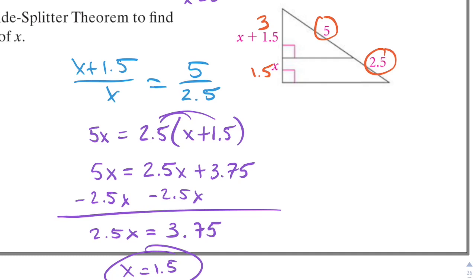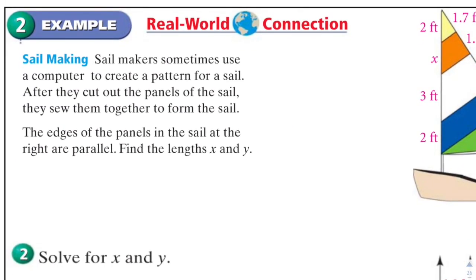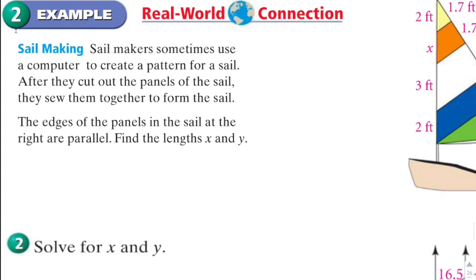Good. The real world example. Making a sail. Sail makers sometimes use a computer to create a pattern for a sail. Some of you live in Jamestown and North Kingstown, so we live on the water, and we tend to see a lot of sailboats around our area. After they are cut into panels of the sail, they are sewn. They sew them together to form the sail.